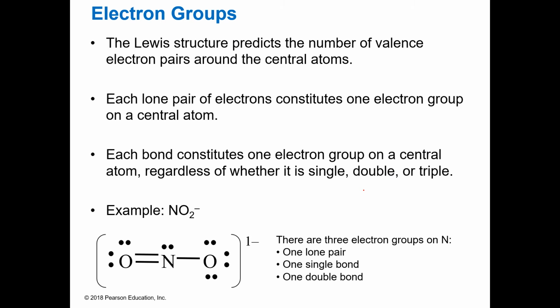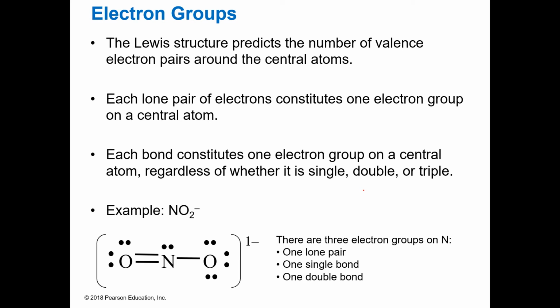All right. So Lewis theory, or the Lewis structure, predicts the number of valence electron pairs around the central atom. Each lone pair of electrons constitutes 1 electron group on a central atom. Each bond constitutes 1 electron group on a central atom, regardless of whether it's a single, double, or triple bond.